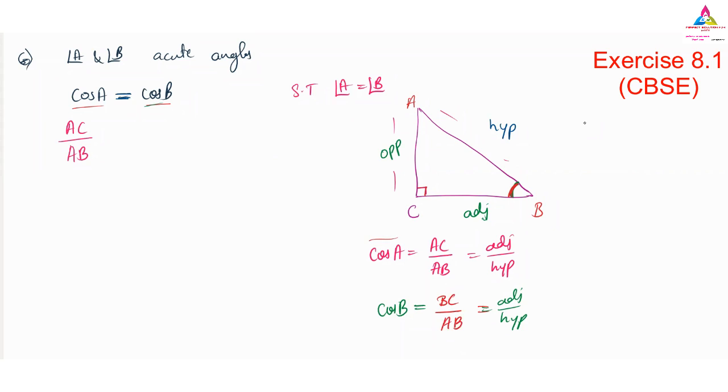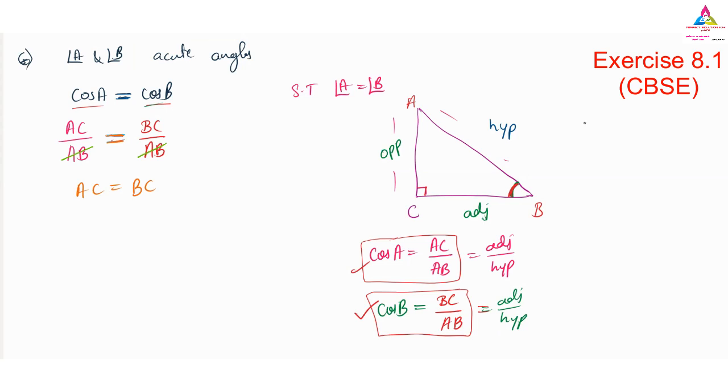Substitute this cos A and cos B value in the given equation. So cos A is nothing but AC by AB, and cos B is nothing but BC by AB. Obviously you know that if you have an equal to sign, and on the right hand side and left hand side the denominator has the same value, we can cancel that. So AB got cancelled. The remaining will be AC is equal to BC.